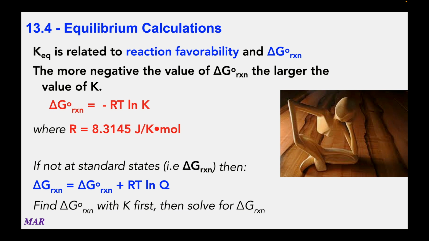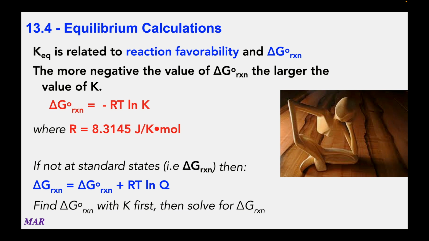But anyway, if you are at standard states, if you're using that little superscript degree symbol, delta G zero superscript equals minus RT natural log of K. However, if you aren't at standard states, then delta G at non-standard states equals delta G at standard states plus RT natural log of Q. So if you have some kind of weird set of conditions, Q will help you go from one to the other. Honestly, the one we're going to use the most is delta G equals minus RT natural log of K.